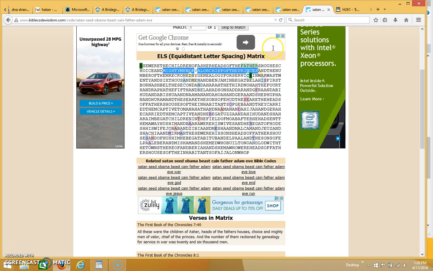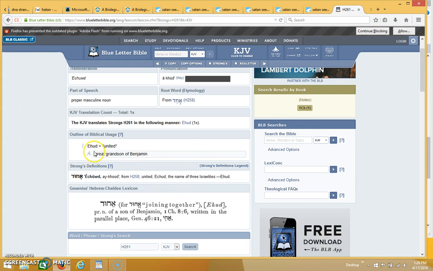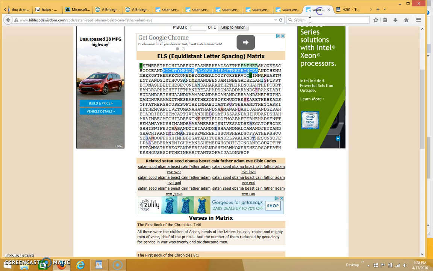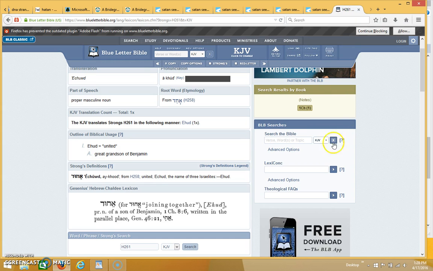And if you look at this term mighty men, you'll see what that refers to. But before I pull that up, I just want to show you that this word Ehud, which means united, it also means joining together. So like I said, it's kind of like the DNA strand where the two sets of chromosomes have been joined together and intertwined, and it's showing that name right at the top of this twisting of these two names right here. But let me pull up mighty men and I'll show you what I'm talking about.